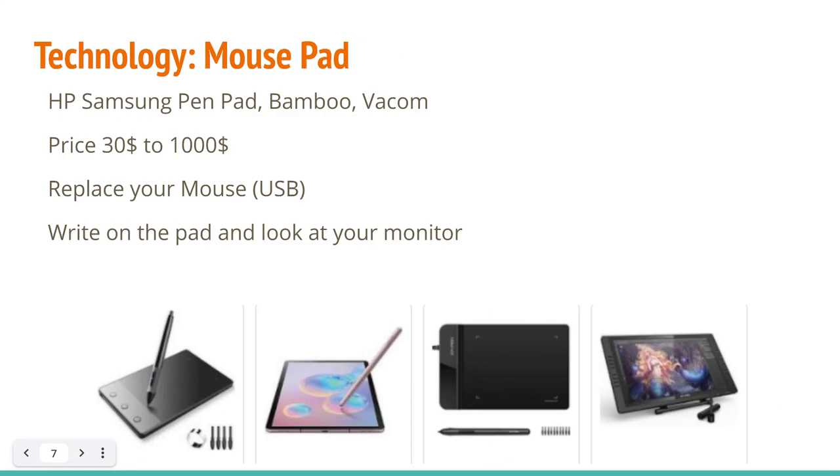Another technology, the cheapest technology that you can use, is a pen pad. I call it a mouse pad. A pen pad replaces your mouse. You connect it with a USB cable and it replaces your mouse. But you have a little pad, like this black pad here, and you can write on it. On some of them you can see what you write.